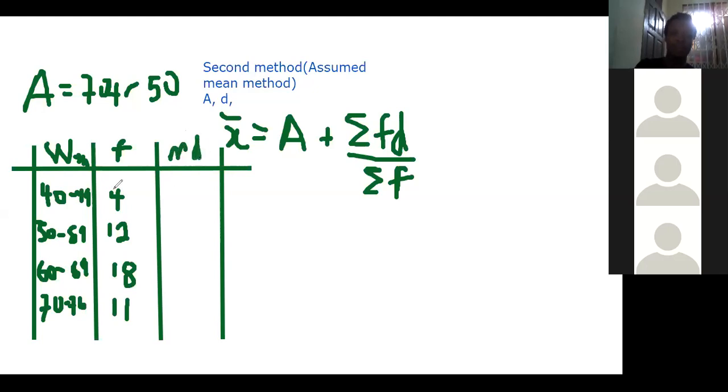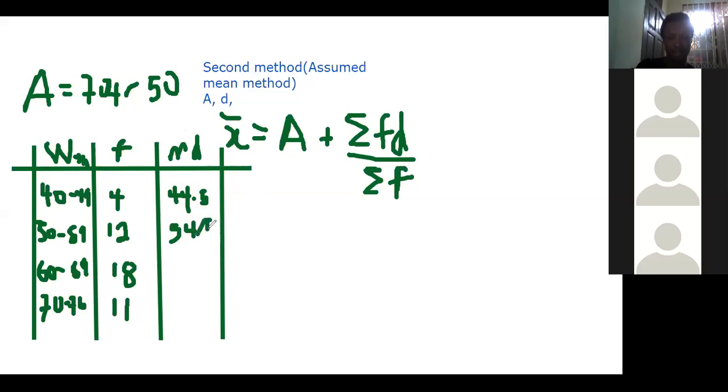Now the midpoint, we are going to add the two and divide by 2. So the midpoint of 40 to 49, what are you getting? You're going to get 44.5. So I'm going to find the midpoint of this. That will come and be our new x. That's what we are going to use in our calculations. So 44.5. And this will be 54.5.